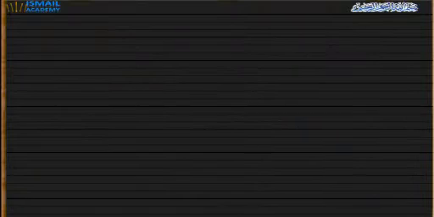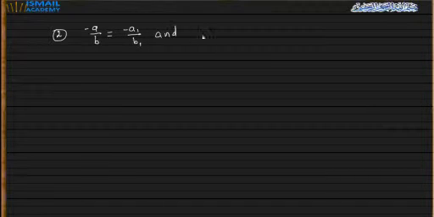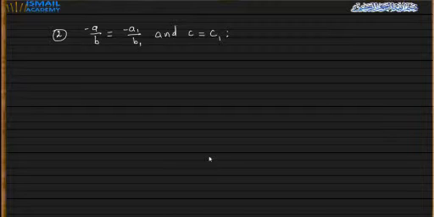So the second case is when the slopes are equal. We have minus a over b equal to minus a1 over b1 and the y-intercepts are equal, c equals c1. In that case we have a consistent dependent system, which means we have infinitely many solutions, and the graph is going to be two parallel lines, one on top of the other. That means two lines that have more than one point in common.